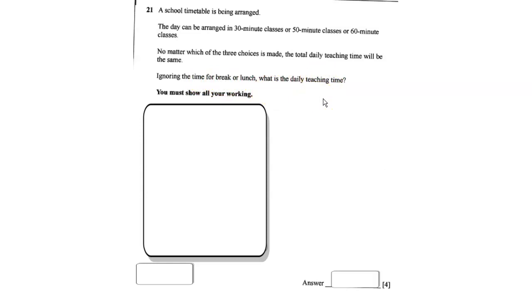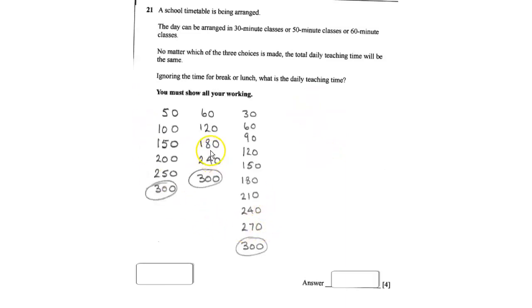Now this kind of question is a lowest common multiple question. So what you would do here is you would start with 50, 60 and 30, and you would just keep adding 50s to this one. This one here you would add 60s onto this and 30 onto the other one here, until you get to a number that's the same here. So you can see 300, 300 and 300. What that just means is it'll be 300 minutes. So the daily teaching time for each one is 300 minutes.